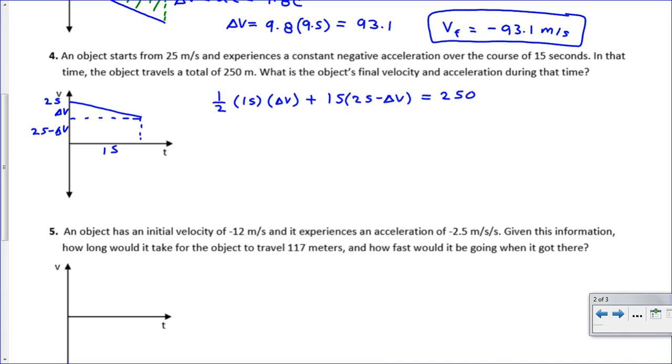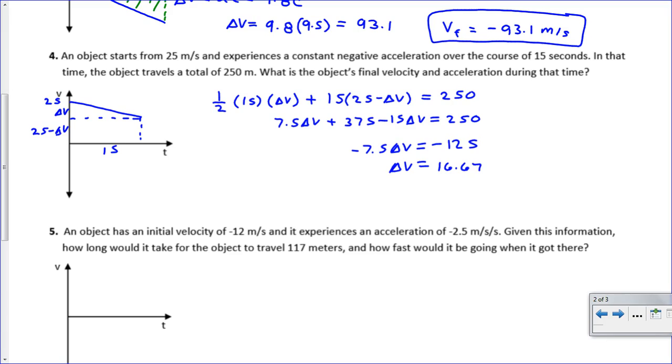We're going to do some simplification here. We get 7.5 delta V plus 375, minus 15 delta V. I'm just distributing that 15 through, equals 250. All right, combine like terms, bring things to the same side. We get negative 7.5 delta V equals negative 125. And then you solve that, and you get delta V equals 16.67.